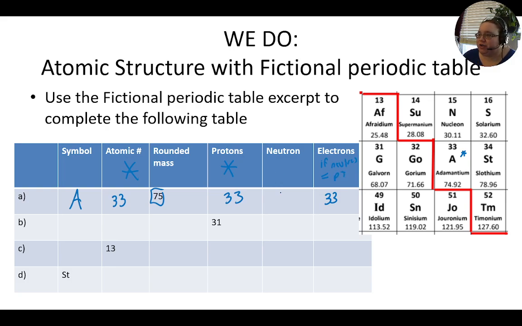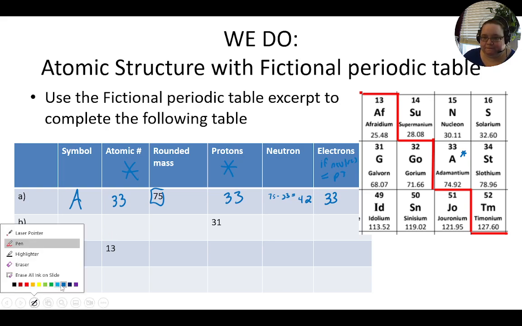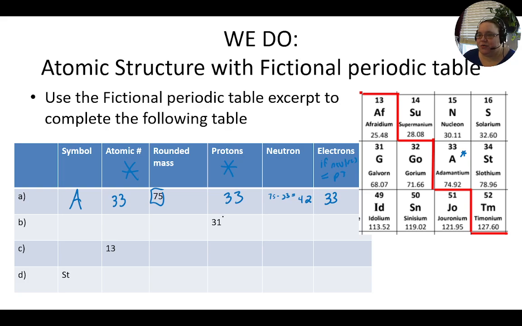So my neutrons, I'm going to take that 75 minus 33 gives me 42, if my mental math is correct. Looking at the second one, protons is 31. That means it is element number 31.